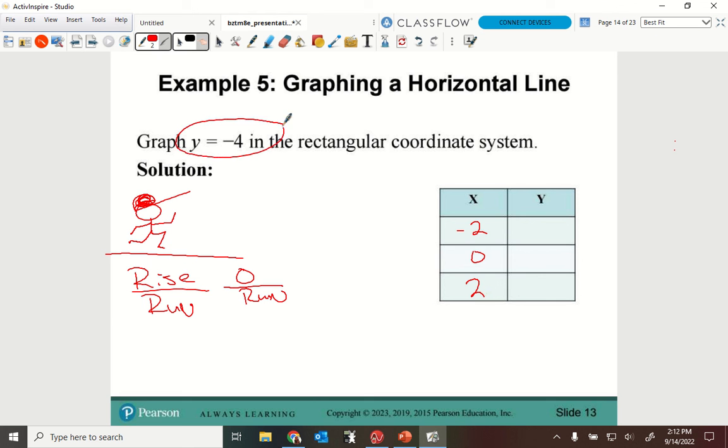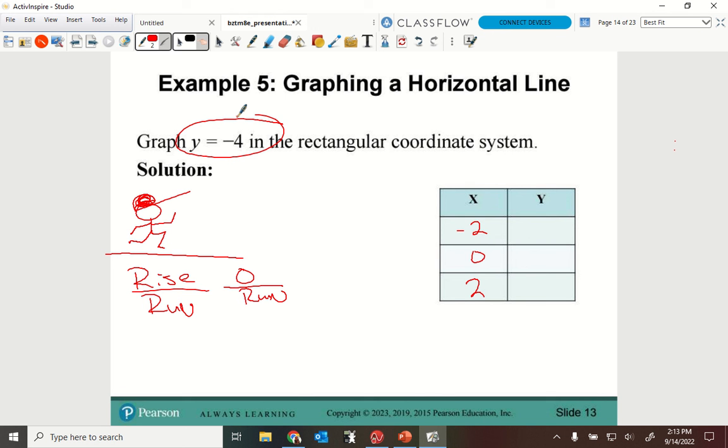I'm evaluating for this right here. Where am I going to plug the x in at? Is there an x there? No. There's nowhere to put the x. So when I plug it in, if there's nowhere to put an x because there is no x, my answer, y, is always going to be what? -4. So no matter what the x is, because if I plug it in, there's nowhere to plug it in at, the y is equal to -4.